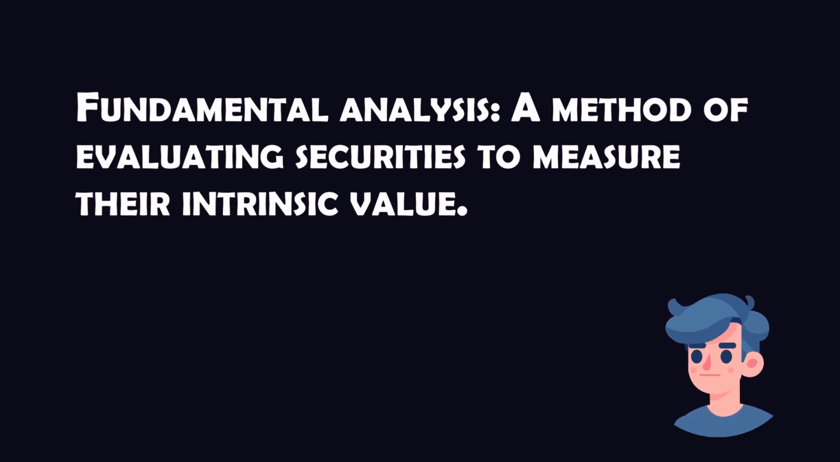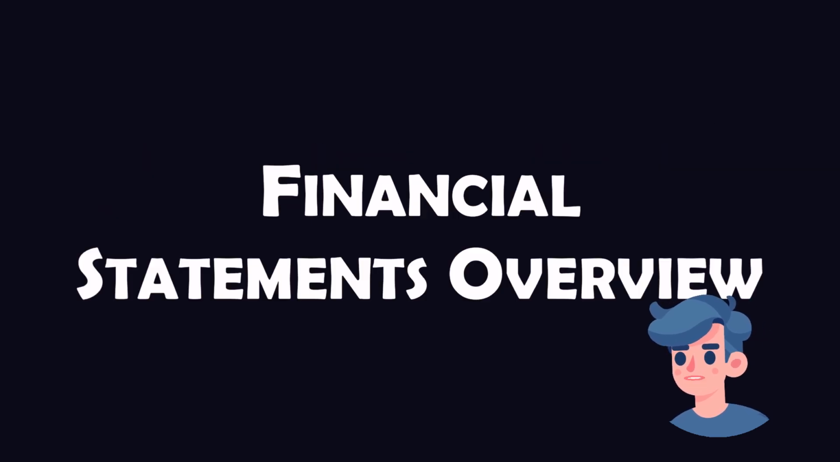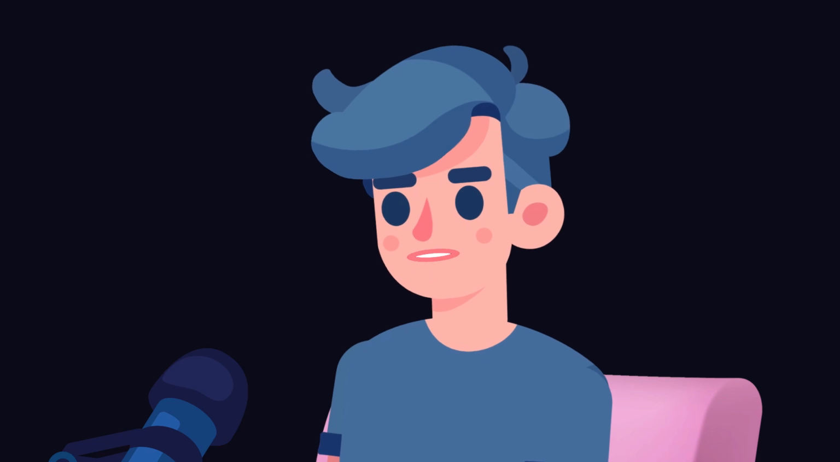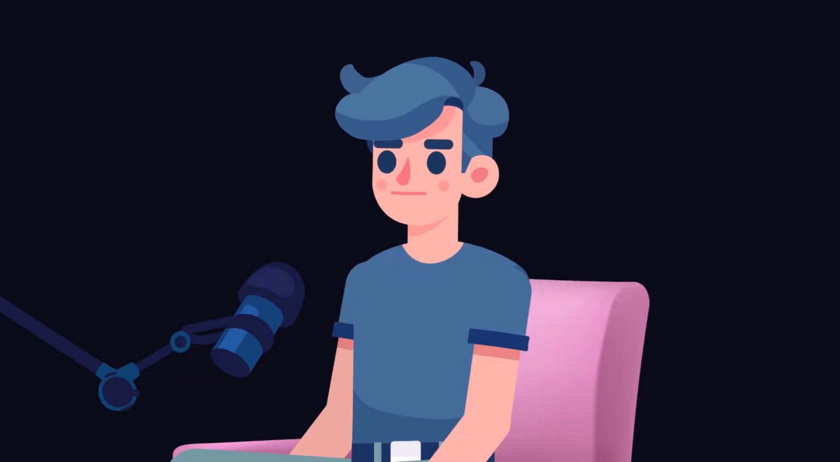Let's dive in deeper. Starting with financial statements. The three main financial statements are the income statement, balance sheet, and cash flow statement. Together, these documents provide a comprehensive picture of a company's financial health. First, let's break down the income statement.